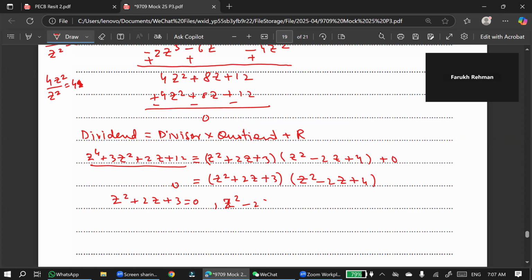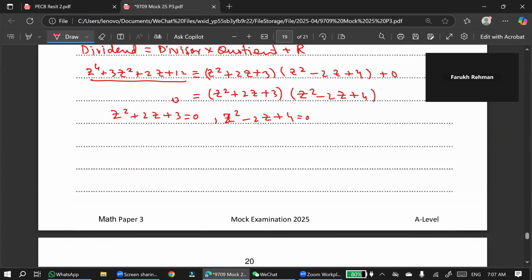z square minus 2z plus 4 is equal to 0. The two roots of the first factor are z is equal to minus 1 plus under root 2 iota, which is already given, and the other one is the conjugate.